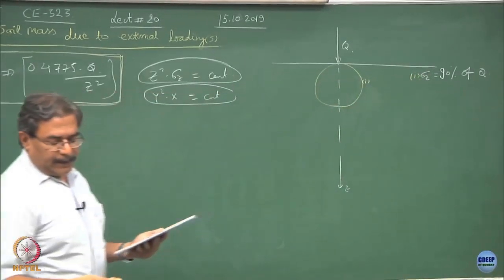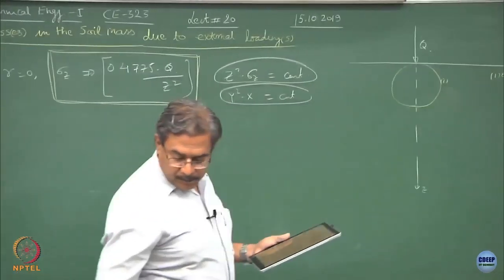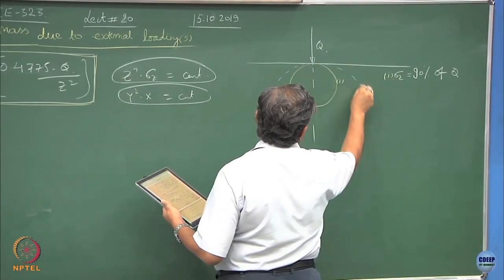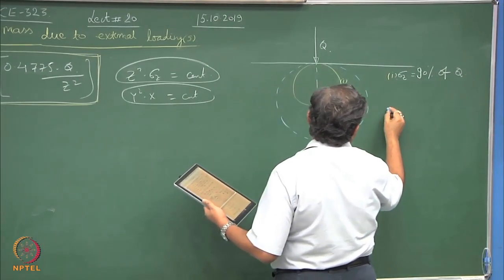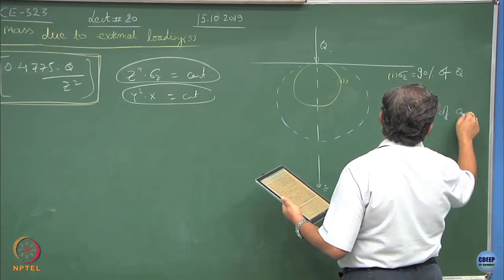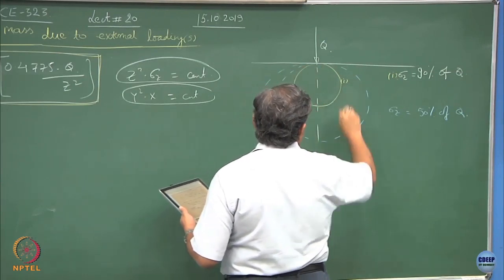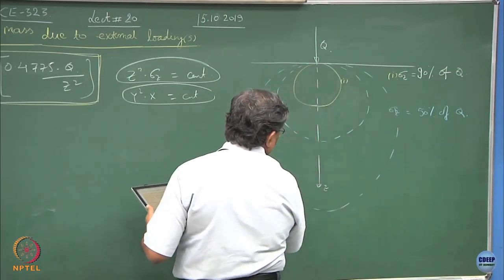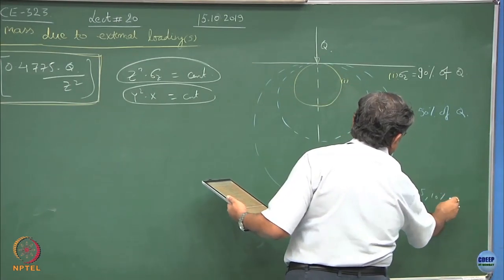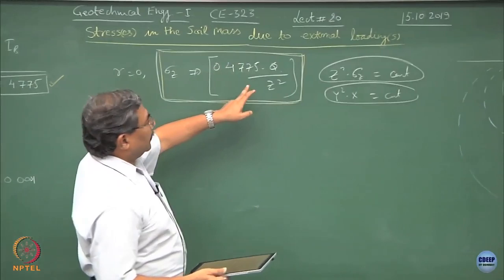As the intensity of the pressure decreases, what will happen? Somewhere here you will have, this would be, let us say, sigma z equal to some 50% of q, and this will go up to a certain value where I may say that sigma z has become, let us say, 5 or 10% of the q value, because this influence factor is doing all the tricks.